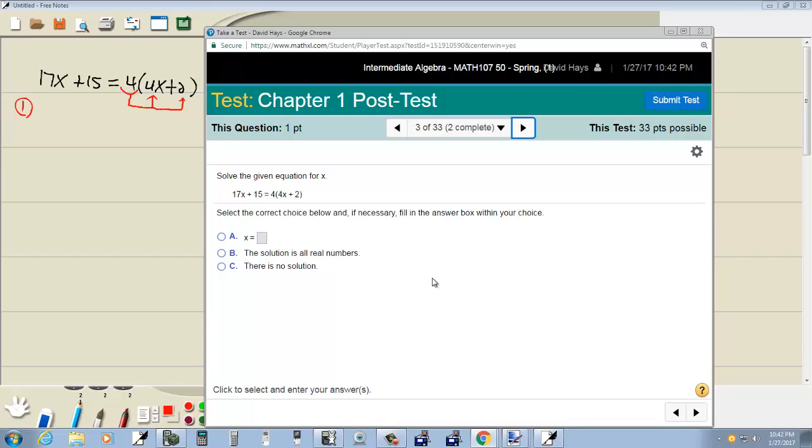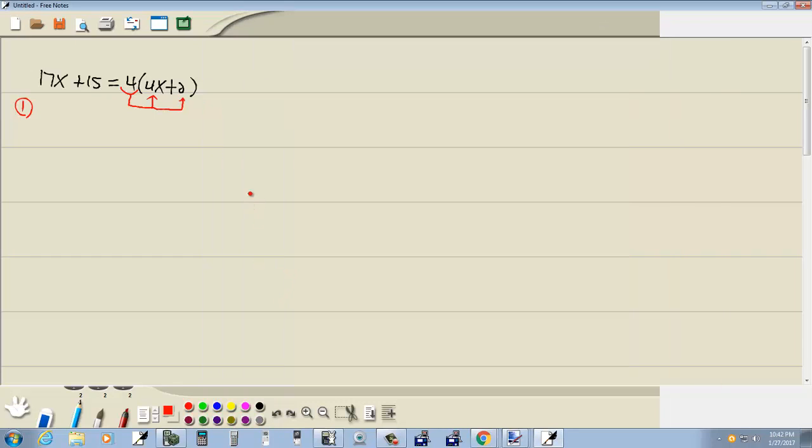And for this one, they wanted us to solve it. So let me start over. Step 1 is get rid of parentheses. I do have parentheses here, so I'm going to take this 4 and multiply it times 4x and times 2, distributive property. So I got 17x plus 15 equals 4 times 4 is 16x, 4 times 2 is 8.